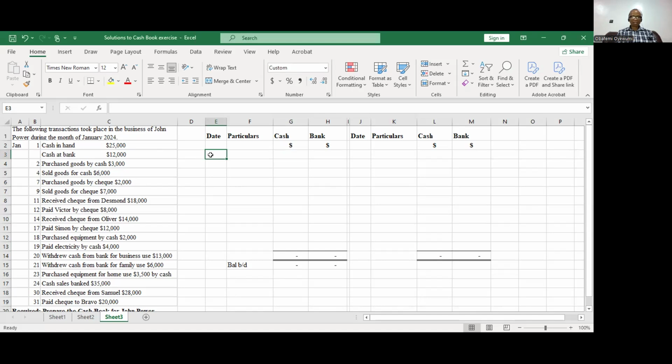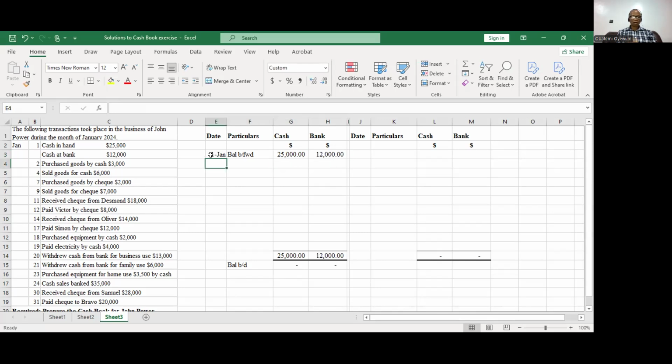The date is also important practically. So January 1, 2024, basically. And then the first thing that you have is you're going to record this balance that you brought forward from the previous year, as it were, starting now. In the cash column, you have 25,000, and then cash at bank, you also have 12,000 dollars. That's the first entry that you have made.